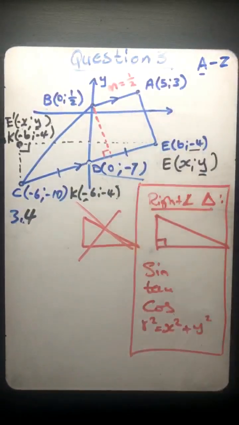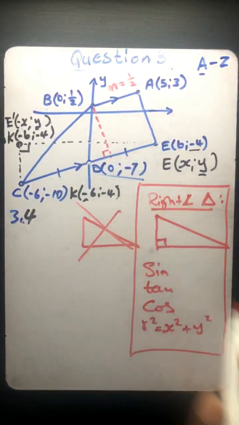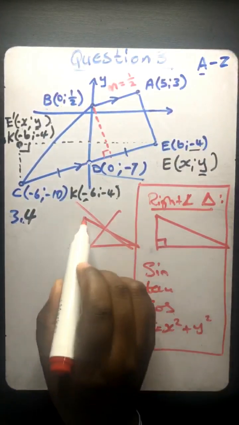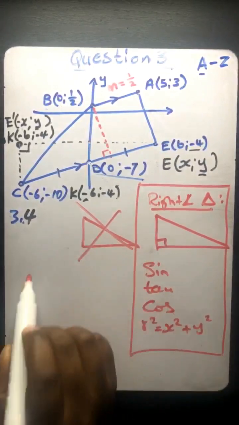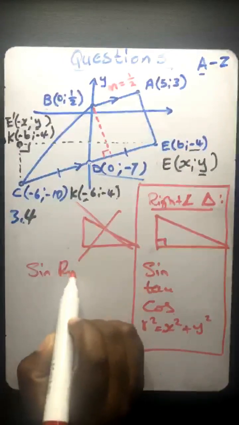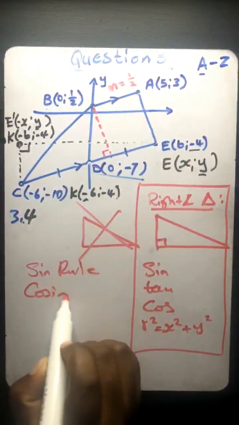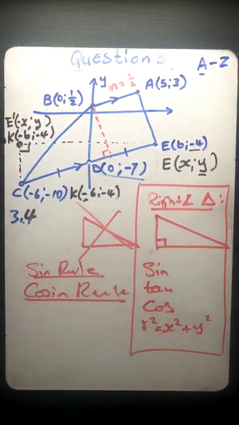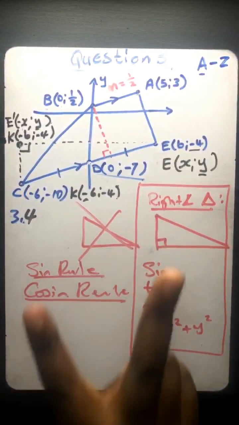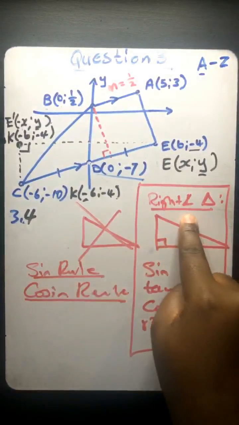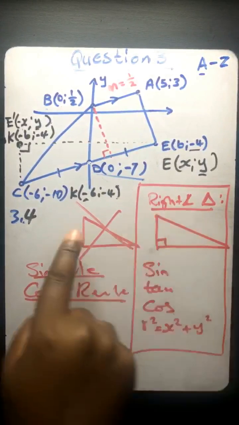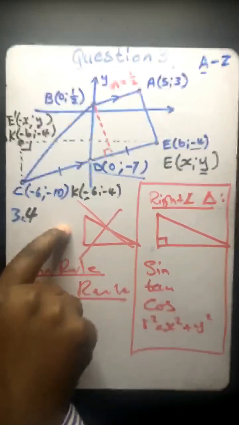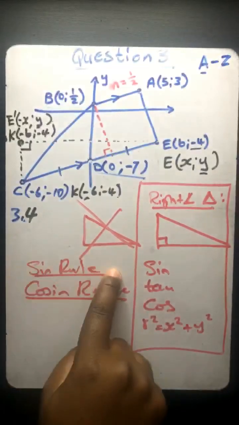These are the only things that you can apply to a right-angled triangle. For a triangle similar to this one, that's where you use the sine rule and the cosine rule, which I'm going to teach you as time goes on. So that means you've got two types of triangles, one being a right-angled triangle and another one being just a triangle. When you are dealing with just a triangle, you either use the sine rule or the cosine rule.